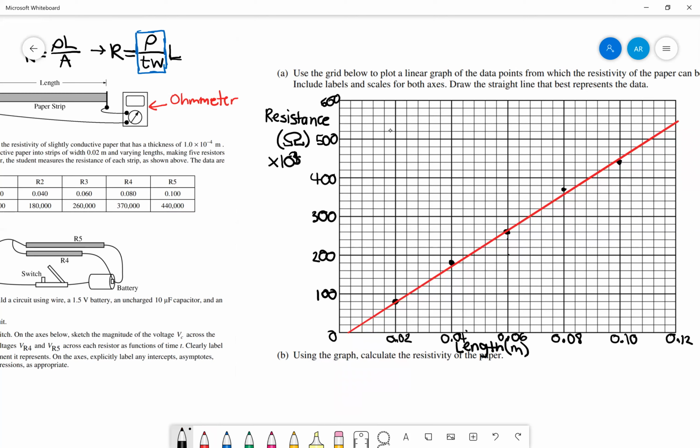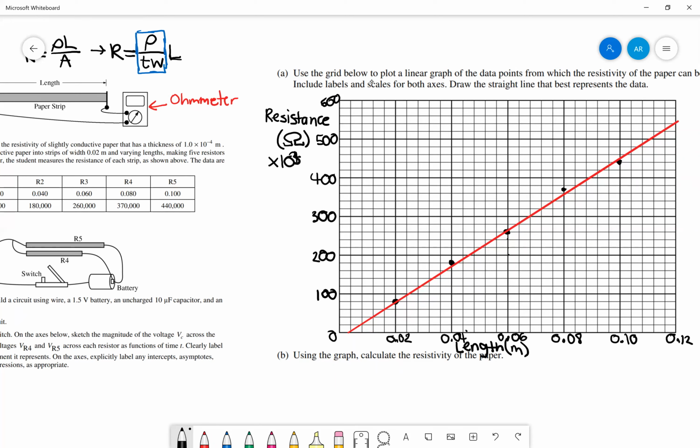Do we have any questions so far? Okay, seeing as there are none, we're going to move on to part B. Part B asks, using the graph, calculate the resistivity of the paper.